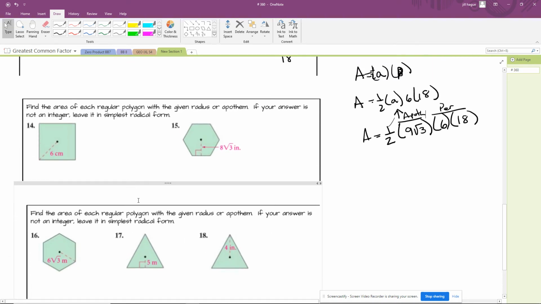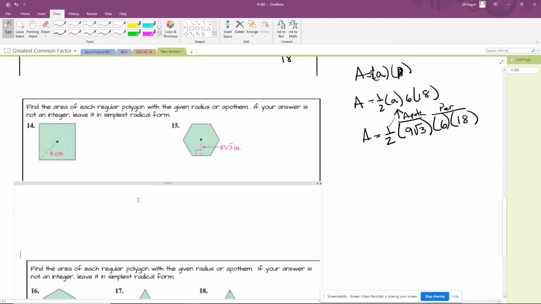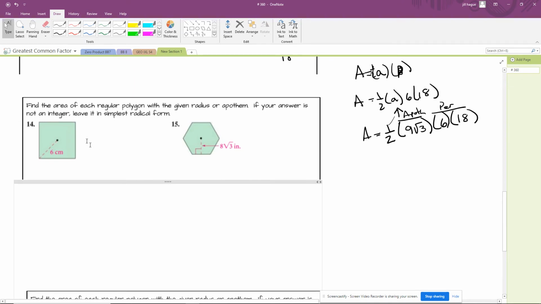Let's see if I can give us some space under this 14. Find the area of each regular polygon with the given radius or apothem. If your answer is not an integer, leave it in the simplest form. So, we could take either of these.